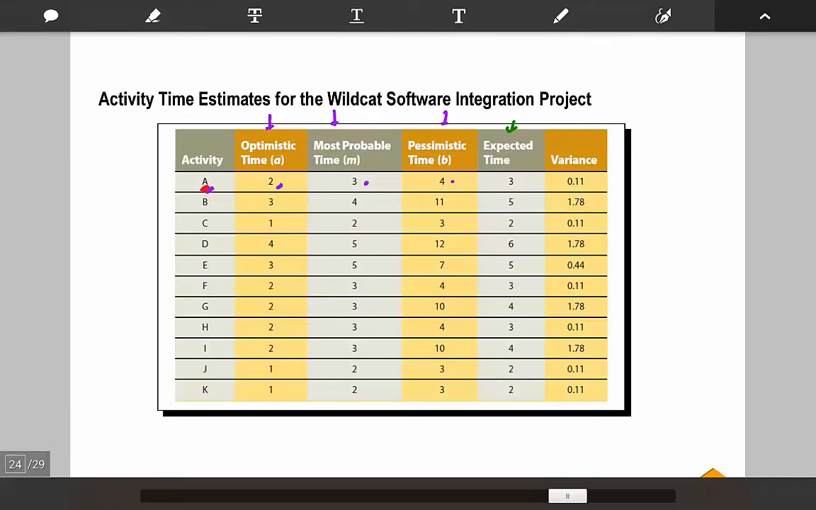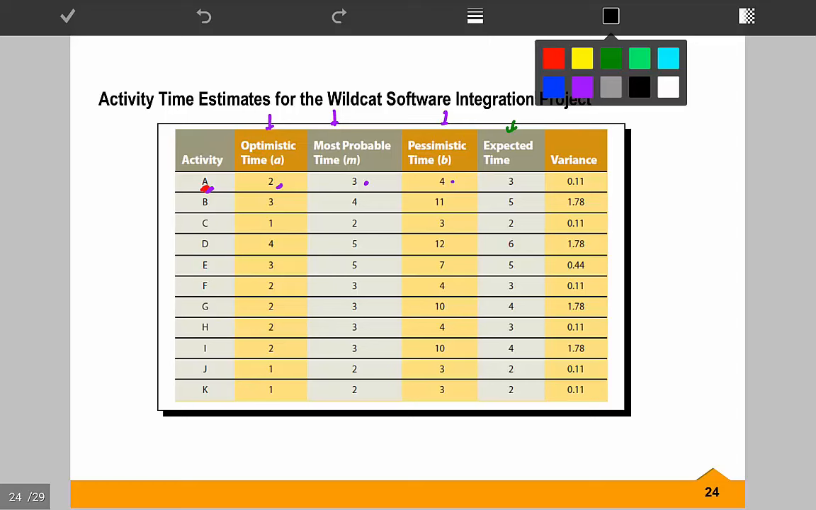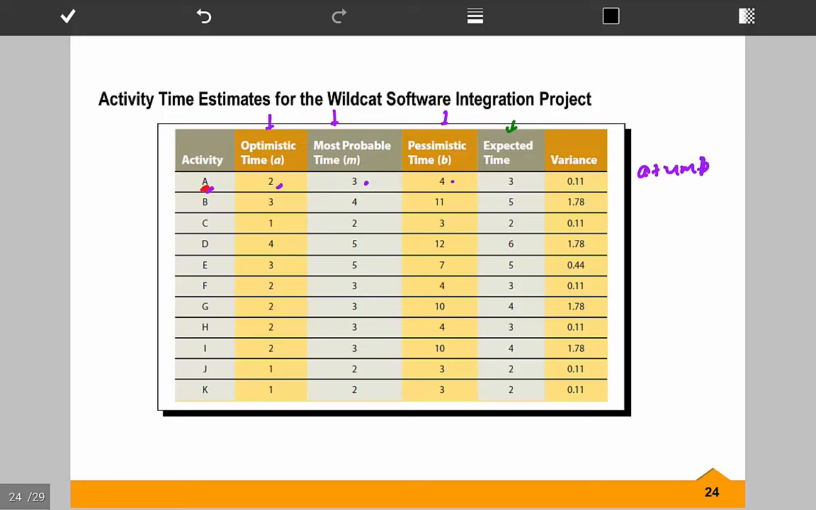So in our case, it would be A plus 4M plus B divided by 6. For A, it would be 2 plus 3 times 4 is 12, plus 4, divided by 6, which comes out to be 3. Let's do a slightly difficult one. The B one is slightly difficult. 3 plus 4 times 4 is 16, plus 11, divided by 6. This comes out to be 5.